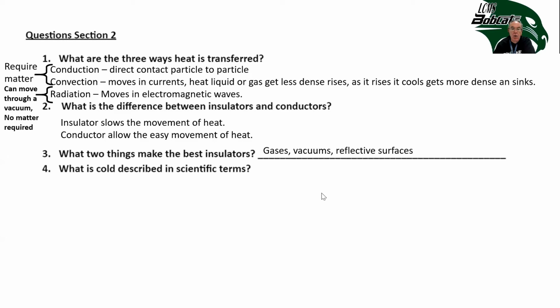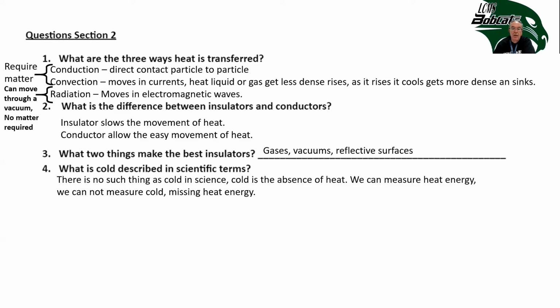What is cold described in scientific terms? We didn't describe cold in scientific terms. There is no such thing as cold in science. Cold is just merely the absence of heat. Remember, we can measure how much heat is in something. We can measure the energy of the particles, but we cannot measure cold or the missing energy.